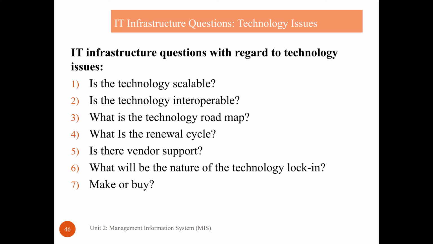Then what is the technology roadmap? That is how the technology is going on, how it is working. What is the renewal cycle? Whether the technology is to be renewed after some days, after the expiry date, or after the new version, whether it is renewable or not. That is the issue that the organization needs to think over.